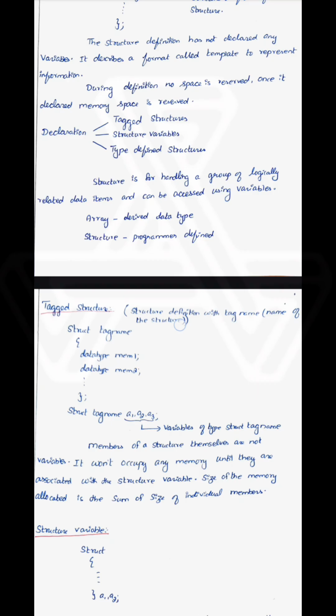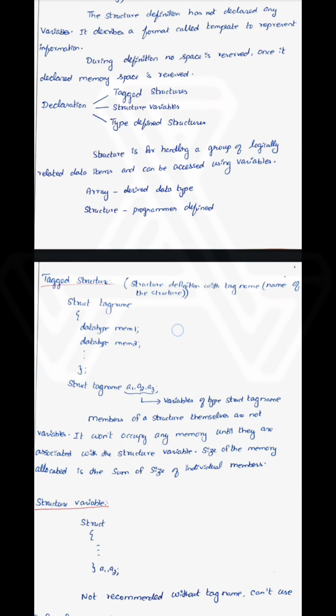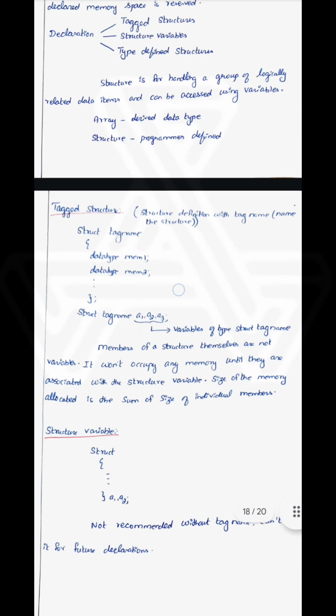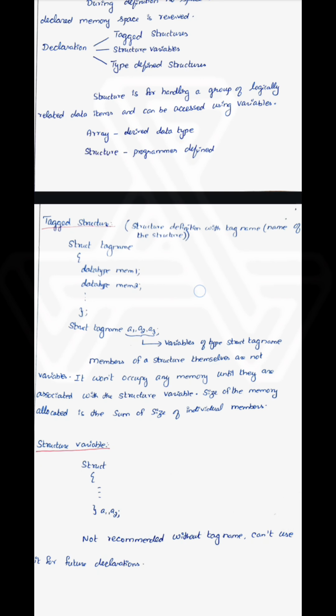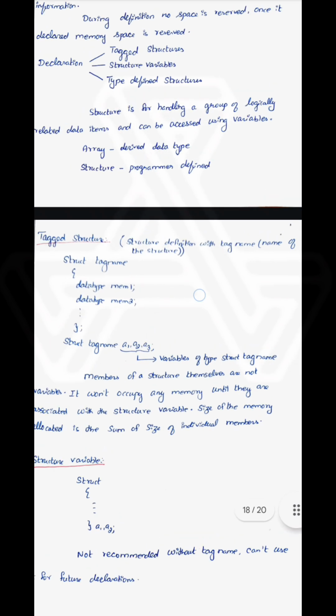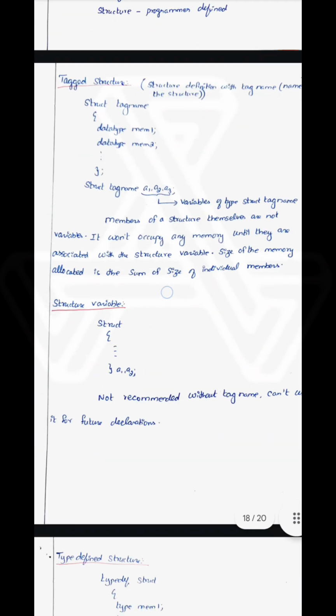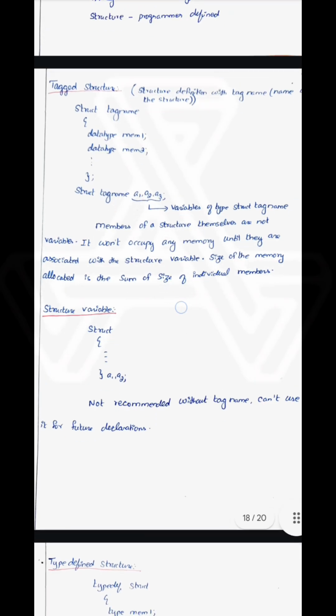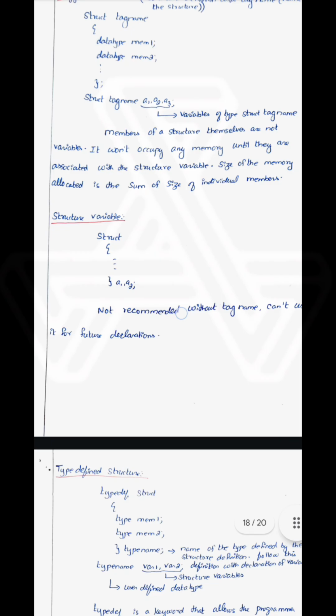Structure is for handling a group of logically related data items and can be accessed using variables, array, derived data type, structure, programmer defined. Tag structure: struct tag name. Structure definition with tag name, name of the structure, tag name. struct tag name { A1, A2, A3 }. Variables of type struct tag name.